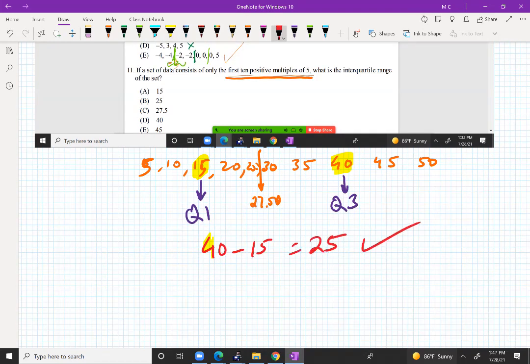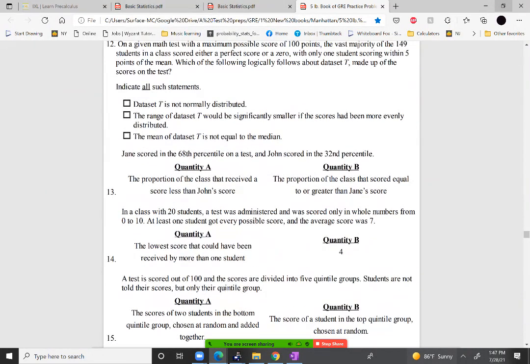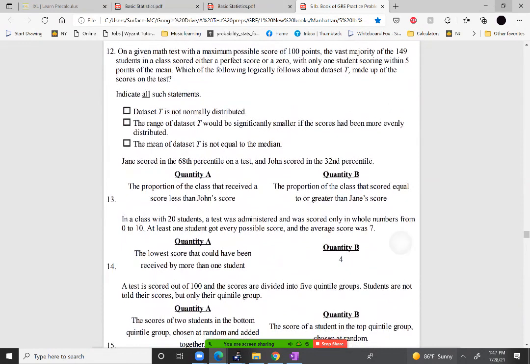Okay. Cool. Let's see. Try number 12. Okay. A math test with the maximum possible points. The vast majority is. A square for 0, perfect score, or 0.